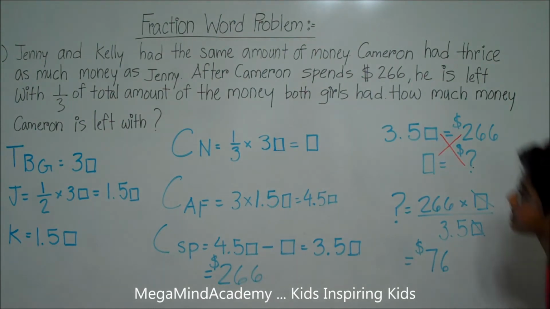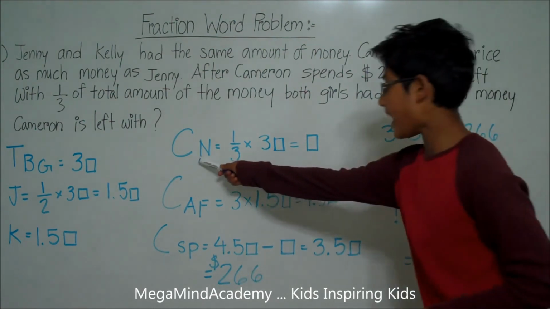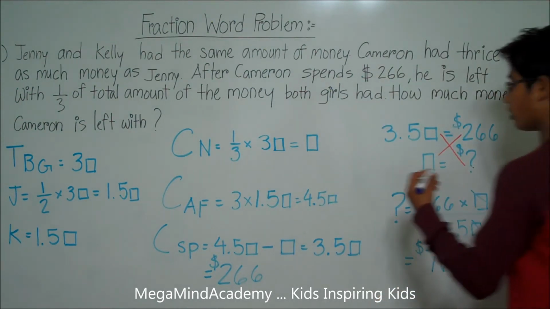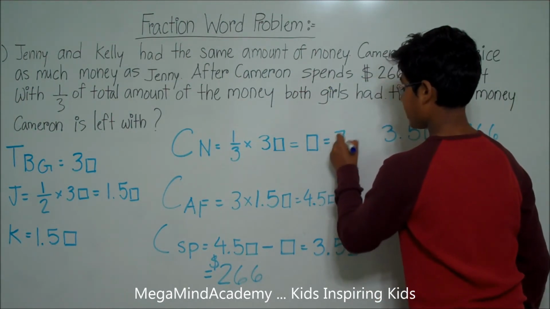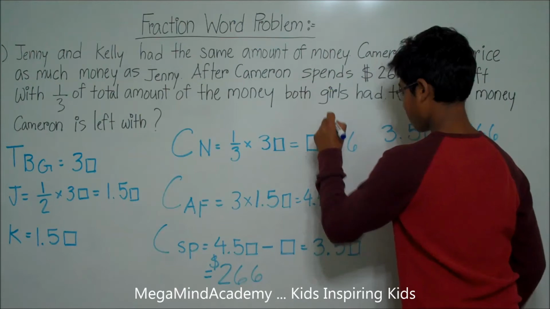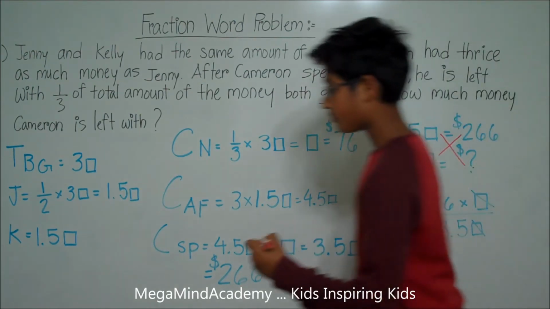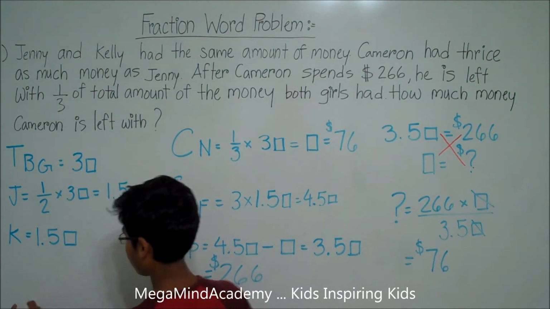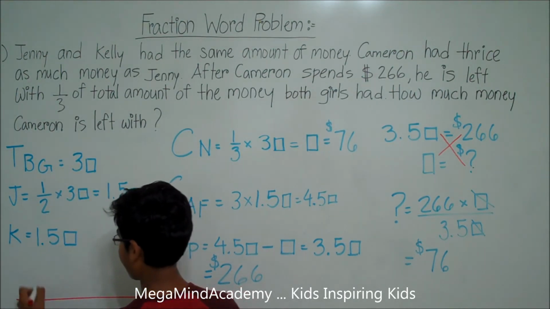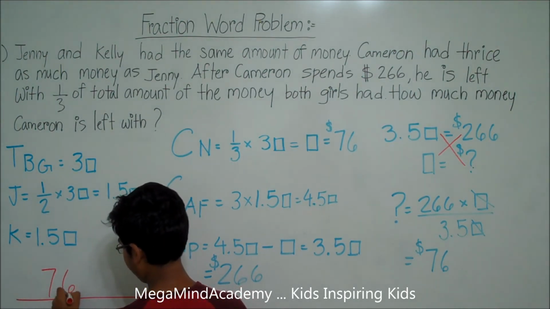This also means that Cameron now is equal to 1 unit, which is equal to $76. So let's write that down. Cameron is left with $76.